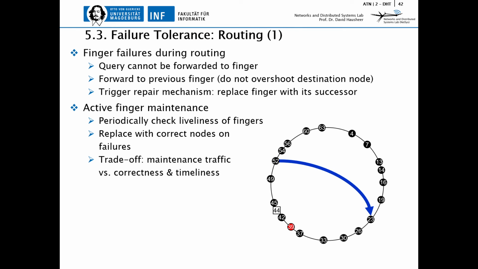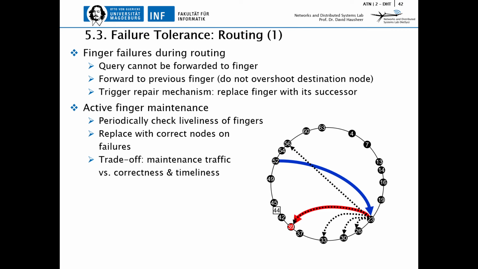Now let's look at how this correction can actually be done in case of failing fingers. As mentioned before, we had a query that we wanted to look up, and the query was sent in the first step to node 23. Then node 23 forwards it to node 39. Now in this case, node 39 is failing, and so we need to find an alternative node to forward the query to. As mentioned here, we forward the query to the previous finger, that is node 33.